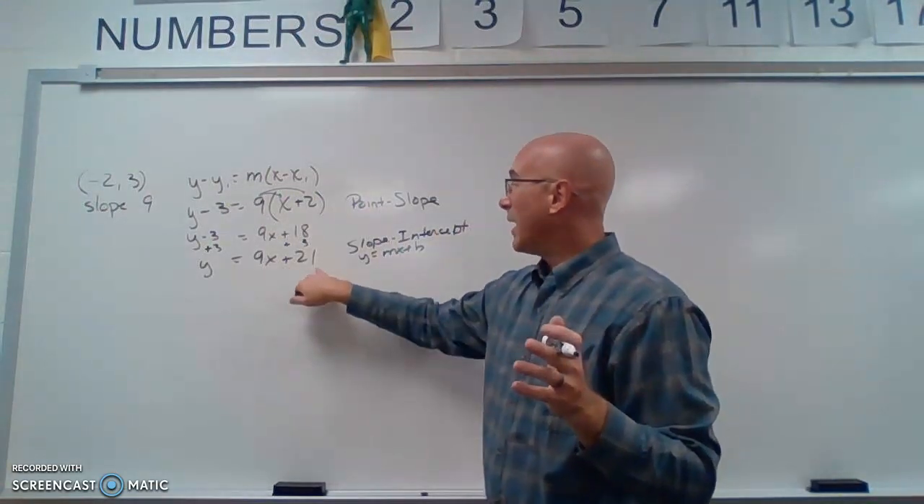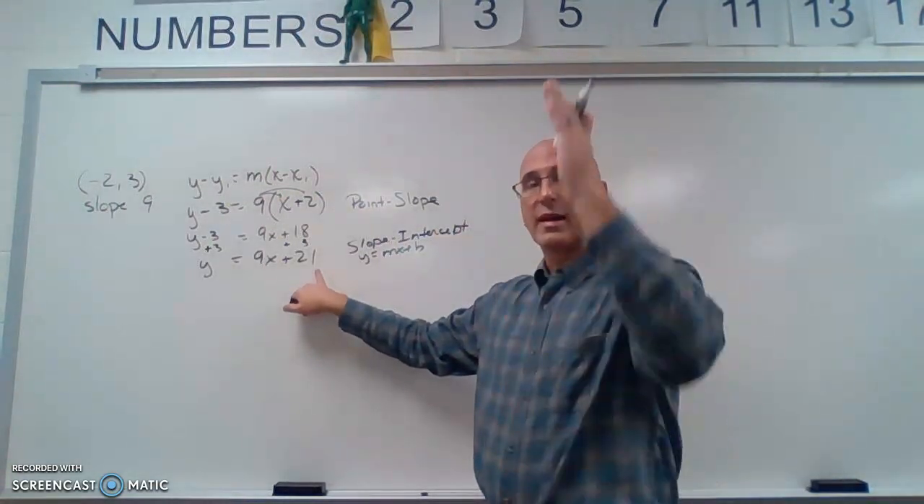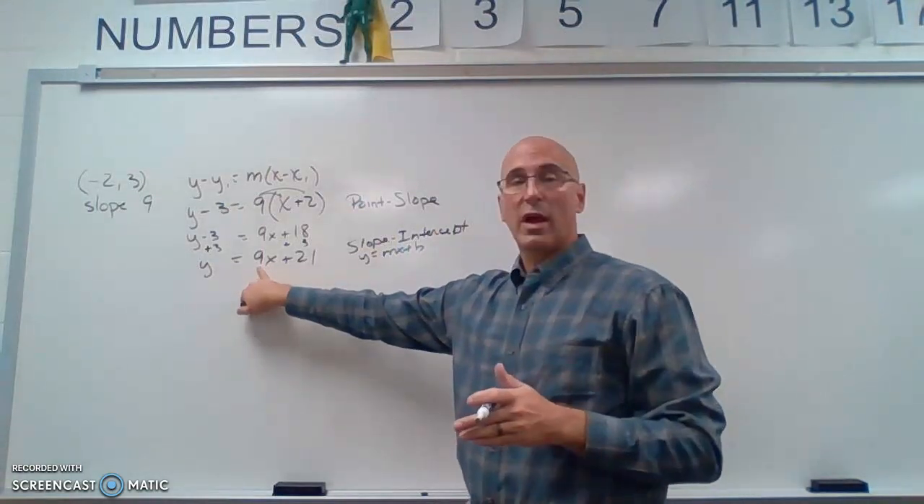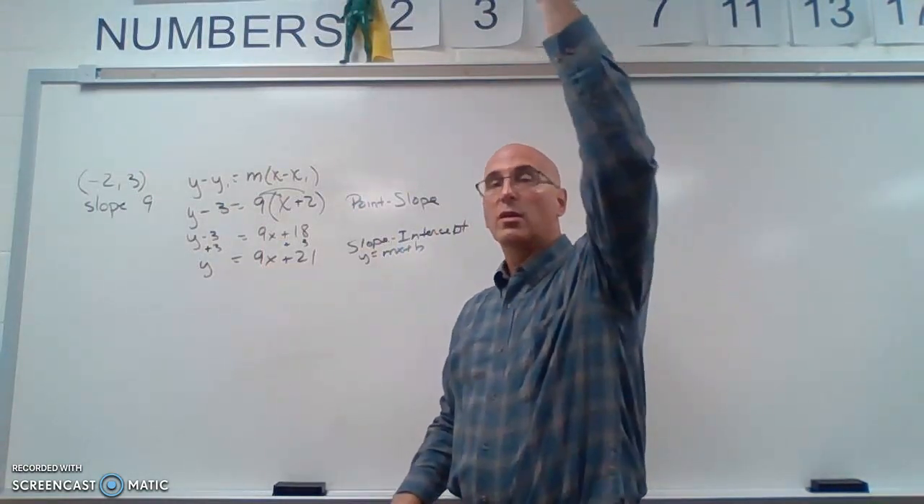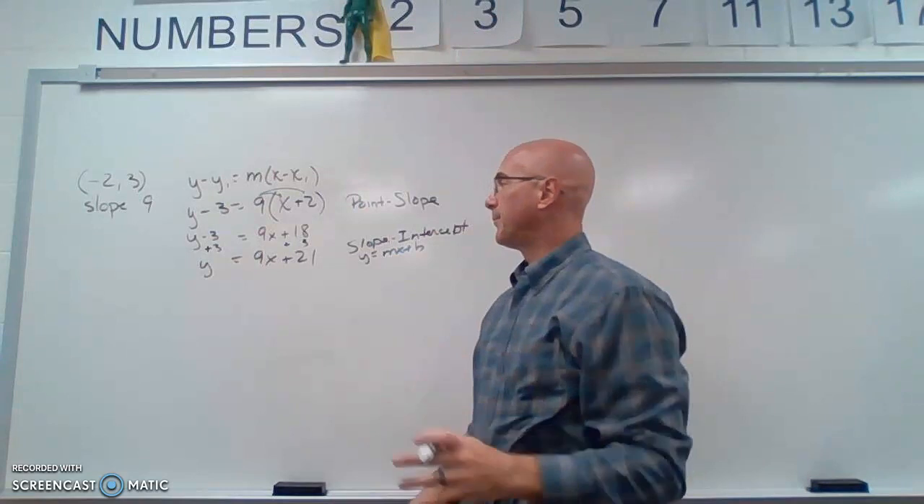So now we can take this and graph it too. So this is our y-intercept. We're going to go up the y-axis to 21, and then we have a slope of 9, up 9 over 1.